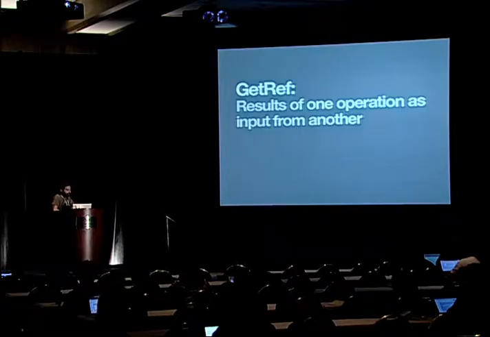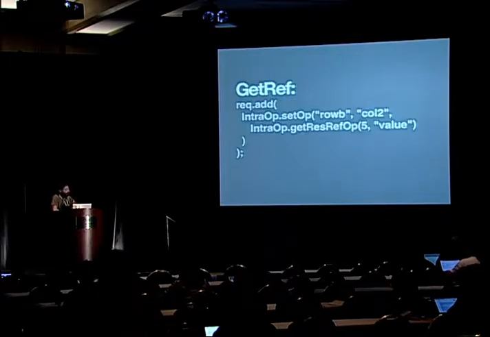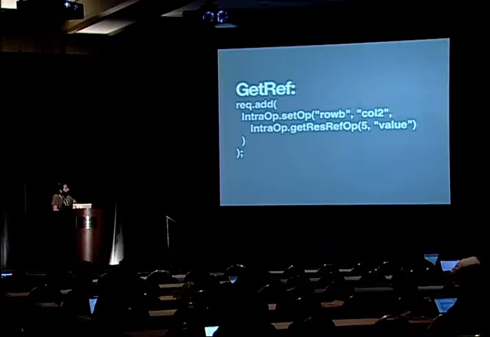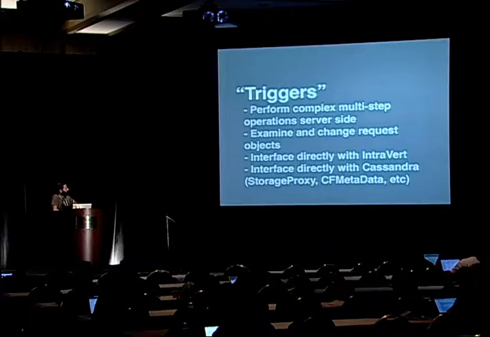Git ref, there's one or two people who do this already. It's like PL/SQL for Cassandra. A private result of one operation's input from another. I want to set row B to the results of getting the value of key 5. Triggers: perform complex multi-step server-side operations. Examine and change request objects. Interface directly with Introvert. Interface directly with Cassandra. You know, good, bad, and ugly.